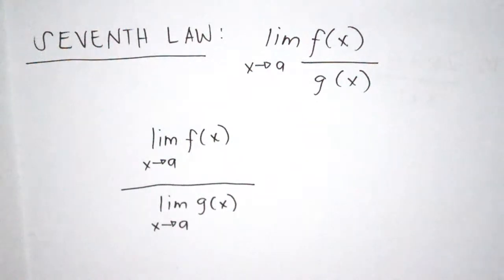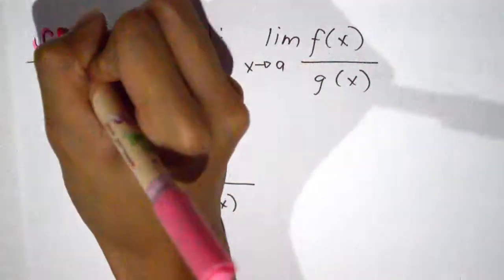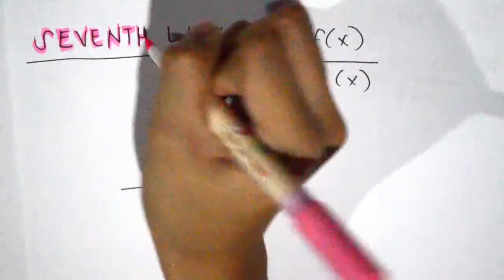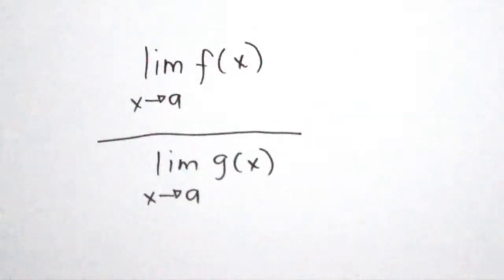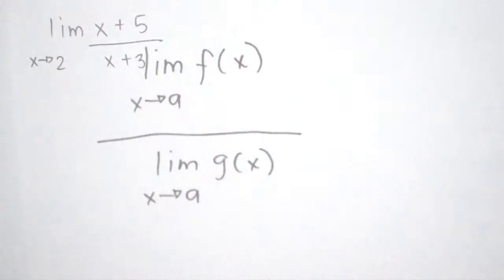The seventh law states that the limit of the quotient of two functions is the quotient of their limits, provided that the limit of the divisor is not equal to 0, and the limit of each function exists. This is illustrated by the limit of f(x) divided by the limit of g(x) as x approaches a.